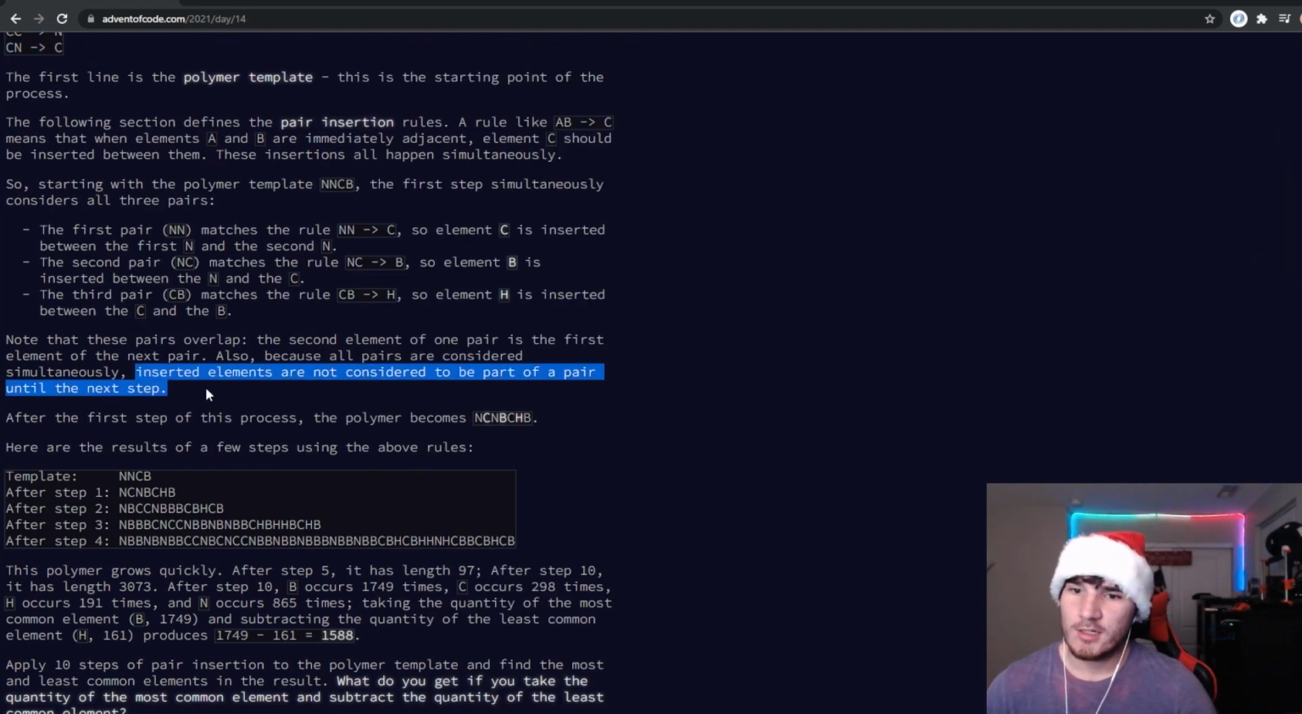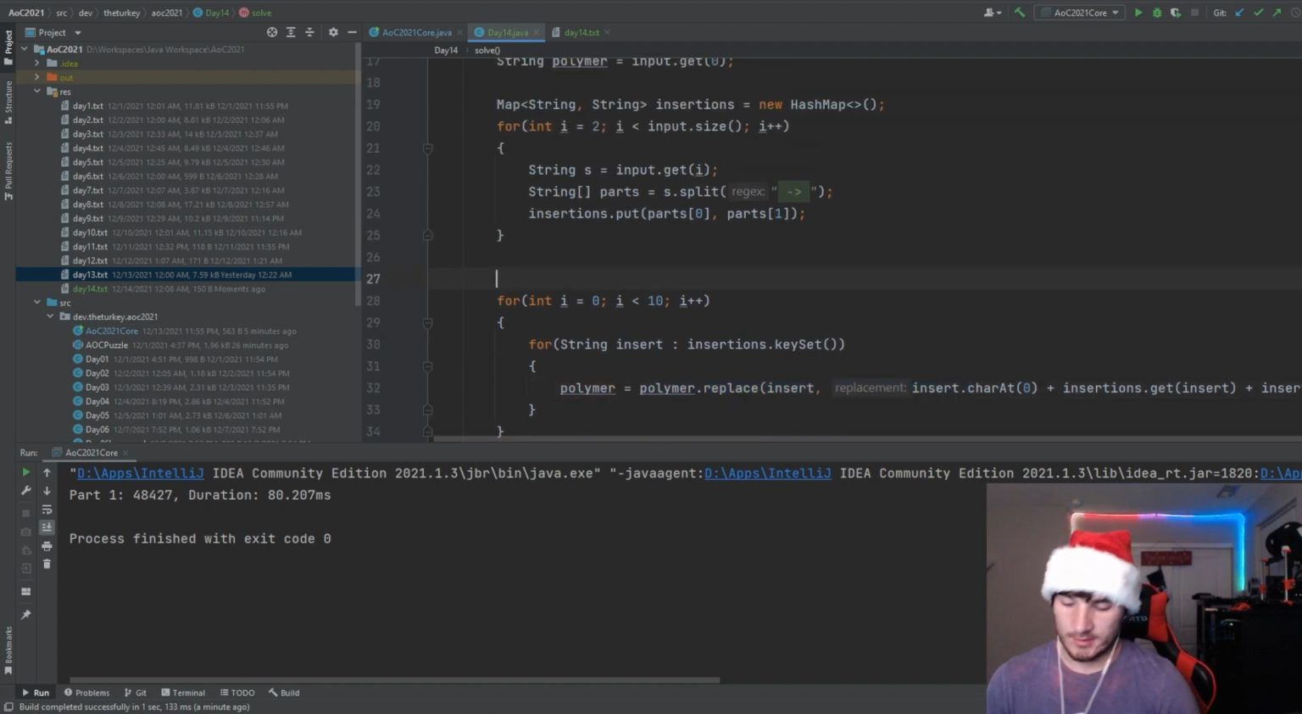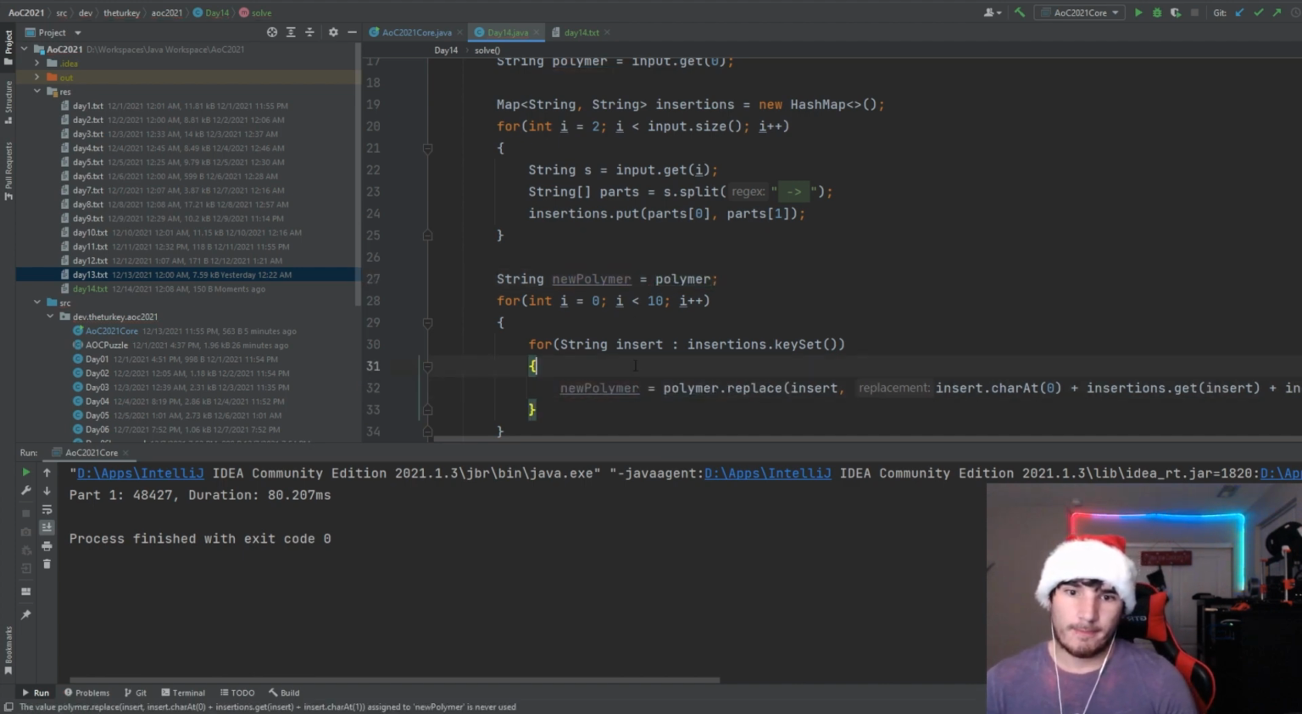Inserted elements are not considered to be part of the pair until the next step. Oh, I'm doing this too early. Okay, I'm ahead of myself. I see what's going on. This builds up the new string. So okay, we're gonna do this differently.